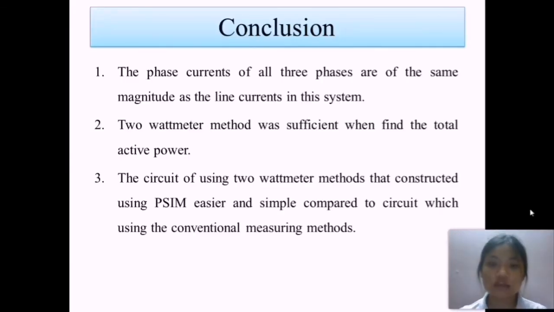This slide is talking about the conclusions. What is the conclusion of my project? I have three conclusions. First, the phase currents of all three phases are of the same magnitude as the line currents in this system. Second, the two-wattmeter method was sufficient to find the total active power. And third, the circuit using the two-wattmeter method is constructed easier and simpler compared to the circuit using the conventional measuring method.